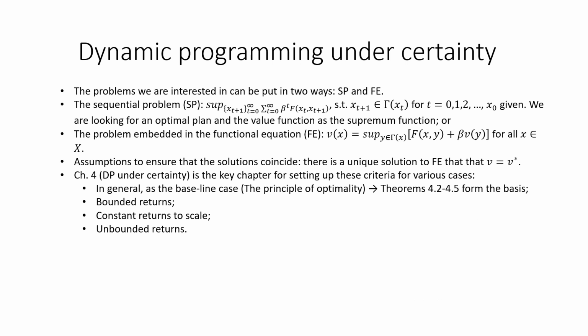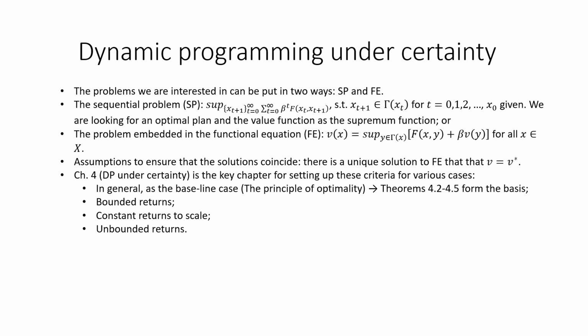So let's get started for the day. Today's topic is dynamic programming under certainty, which is summarized in chapter 4 of the textbook, and this is one of the most important and key chapters of the textbook. To see why, let's summarize what we know.